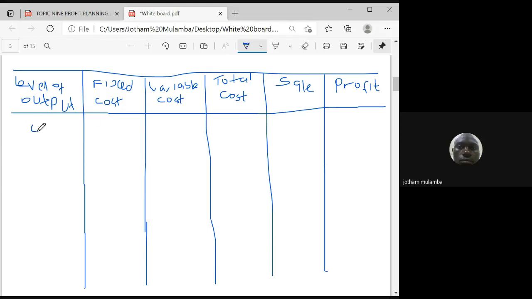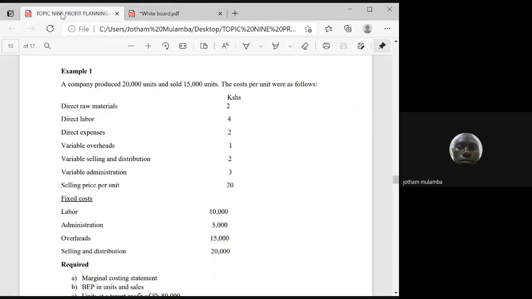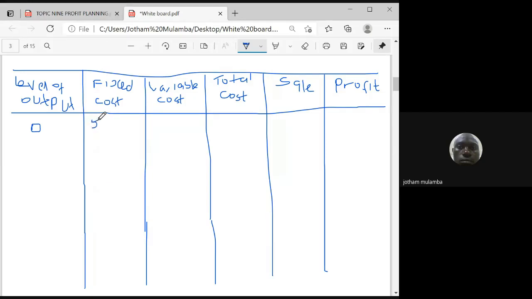So we start if the level of production is 0. How much will be our fixed cost? As we define, fixed cost is a cost that does not change with the level of production. So in that case, fixed costs, as you have been given in this question, we have labor 10,000, administration 5,000, overhead 15,000, selling and distribution 20,000. So add all those monies together, and type there the total you have gotten. Thank you, Ben. Thank you, Anne. Thank you, Margaret. So it's 50,000. So our fixed cost will be 50,000. Write it here, 50.